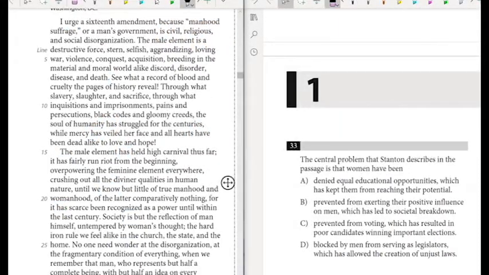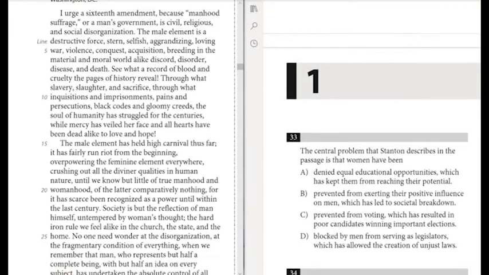Question 33. The central problem that Stanton describes in the passage is that women have been what? So a question about the central problem in the passage is going to be a question that would be well answered after we're more deeply familiar with the passage. Like we keep saying, in a real SAT official testing setting, you may want to leave a question like this toward later after you've already become much more familiar with the passage. But all we need to do is look at the first paragraph to answer this question.